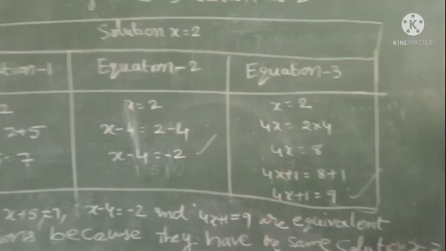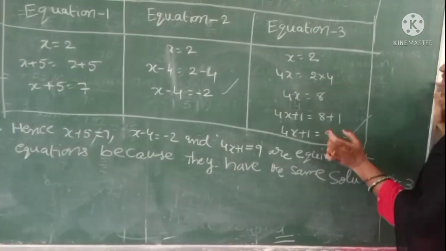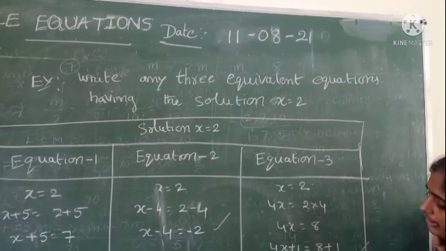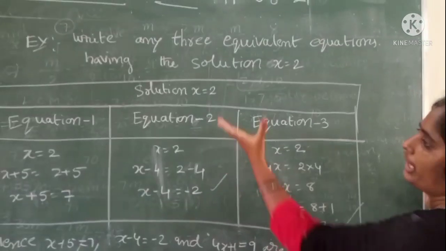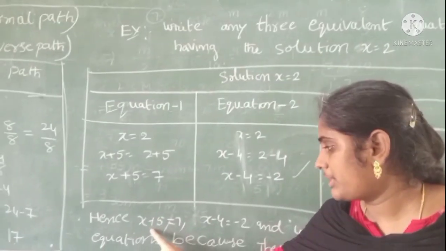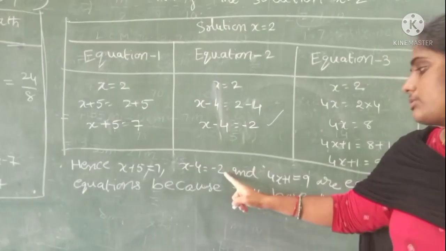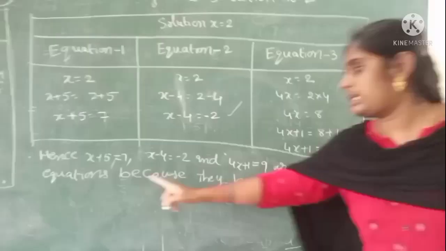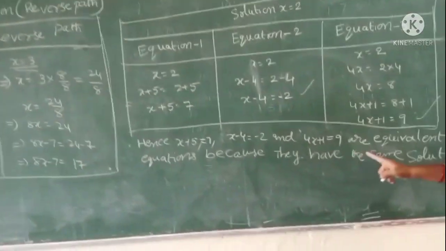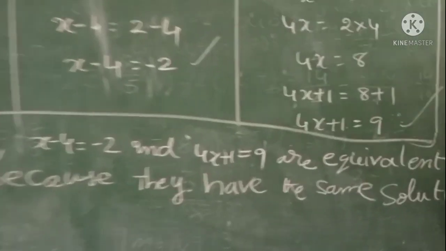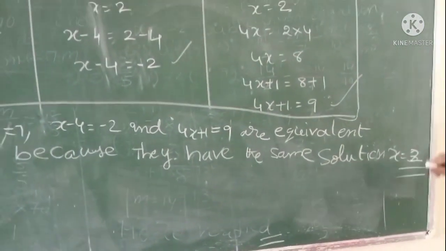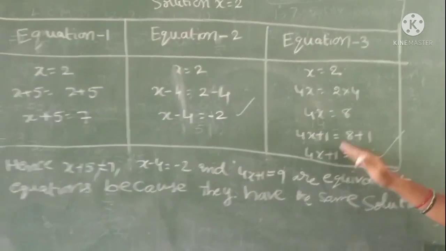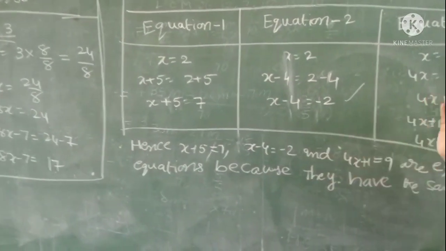In previous sums we were given the simple equation and found the solution. But in this sum, I have given the solution and you write the simple equation. So for x is equal to 2: x plus 5 equals 7, x minus 4 equals minus 2, and 4x plus 1 is equal to 9 are the equivalent equations, because they have the same solution, x is equal to 2. For x equals 2, these 3 equations are solutions.